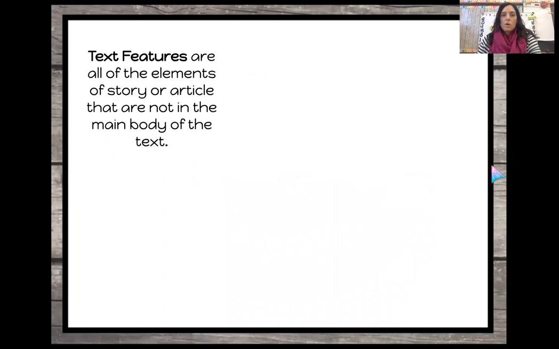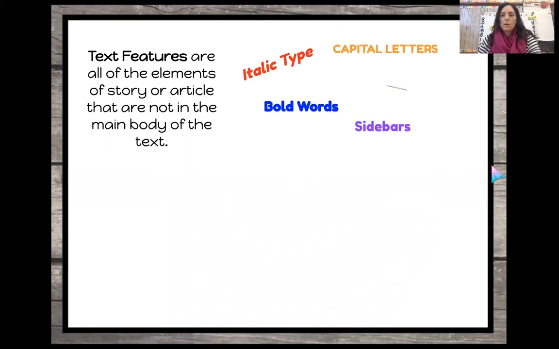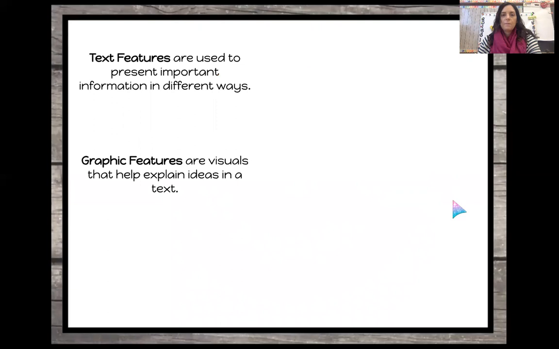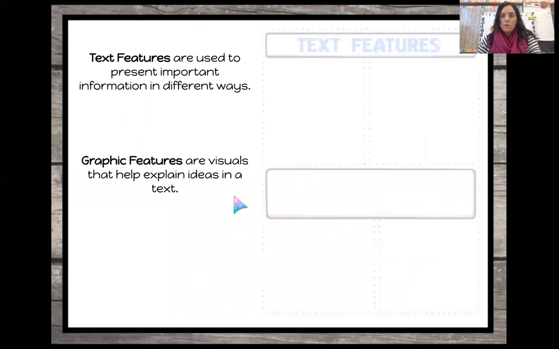So text features are all of the elements of a story or article that are not in the main body of the text. These are things like italic type, bold words, sidebars, capital letters, and headings or subheadings. Graphic features are pictures and other images in a text that help to add to its meaning. And these are things like diagrams, maps, charts, and illustrations. Text features are used to present important information in different ways.